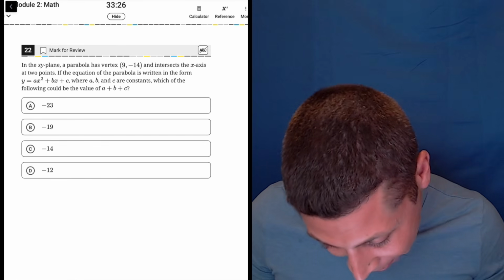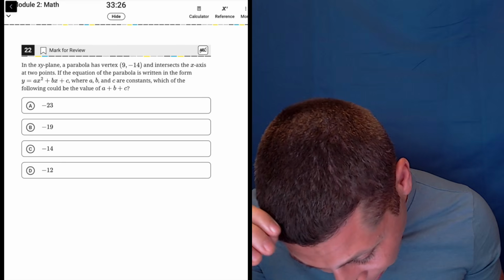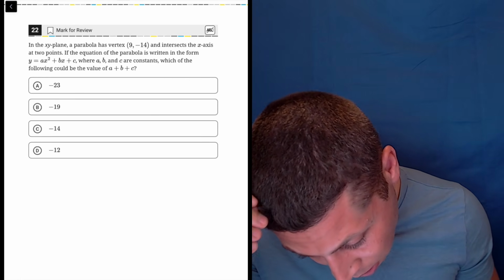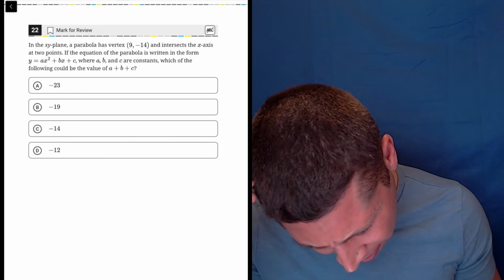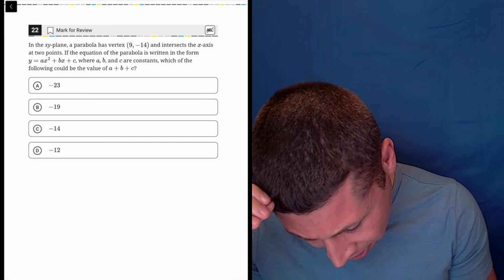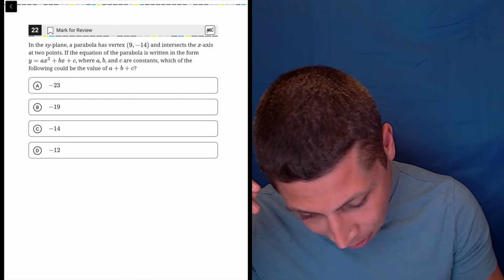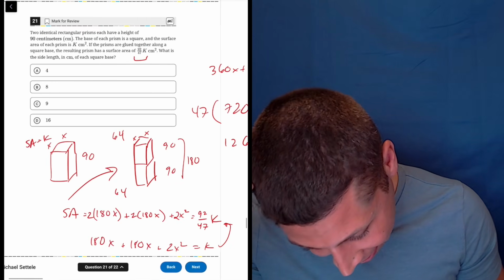I'm at a minute and a half. The xy planar parabola has a vertex and intersects the x-axis at 2 points. If the equation is the parabola, okay, which of the following could be the value of a plus b plus c? So it has, okay, can I just plug points into equations? Intersects the x-axis at 2 points. Yeah, wow, I am tight. I am tight on time here. Maybe I should try this one again.